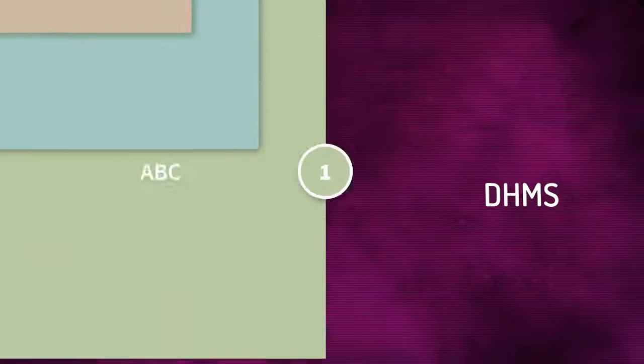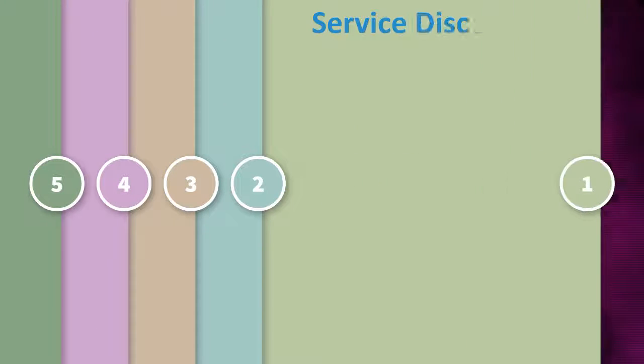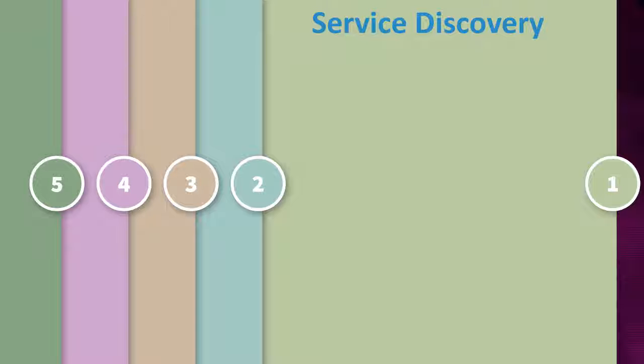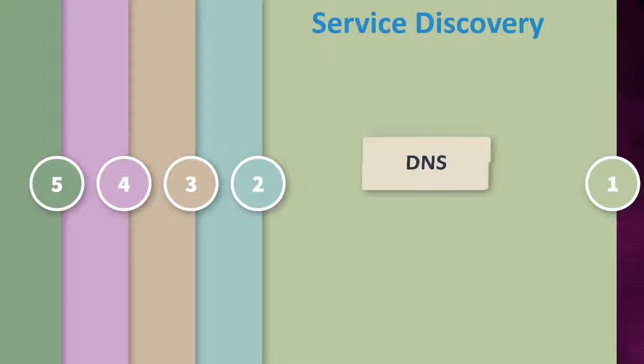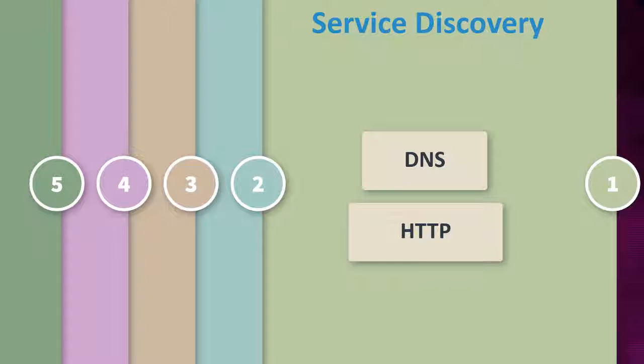The DHMS comes with 5 main features. First is service discovery. Clients of the DHMS can provide nodes or services or external applications to be registered and discovered later. Using either DNS or HTTP, applications can easily find the services they depend upon.